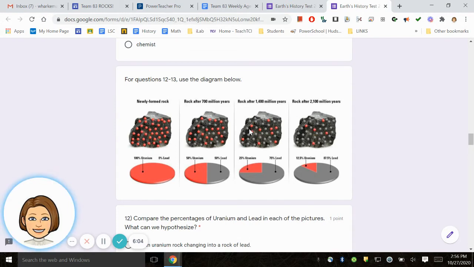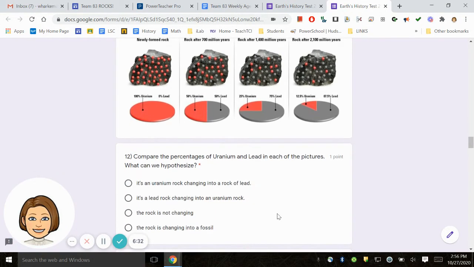Here you have rock after 1,400 million years, or 1.4 billion years. You see 25% is uranium, 75% is lead. And then this last one, it's a rock after 2,100 million years, or 2.1 billion years, and it's 12.5% uranium, 87.5% lead. Okay, so using those, answer questions 12 through 13. Compare the percentages of uranium and lead in each of the pictures. What can we hypothesize?